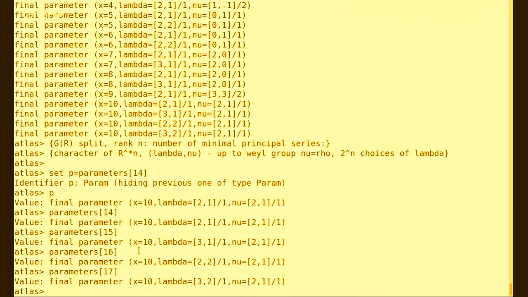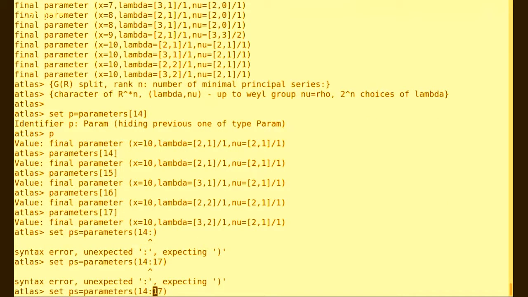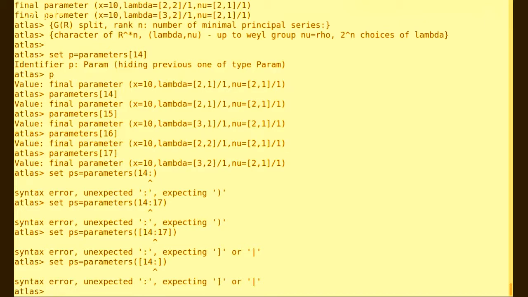Actually, let's put them in a list. Let's set principal series is equal to, I'm going to try and remember the syntax here. I'm not sure I'm going to. I think 14 colon. That didn't work. 14, 17. How about that? Okay, I'm forgetting the syntax. All right, but Mark won't be happy with me.